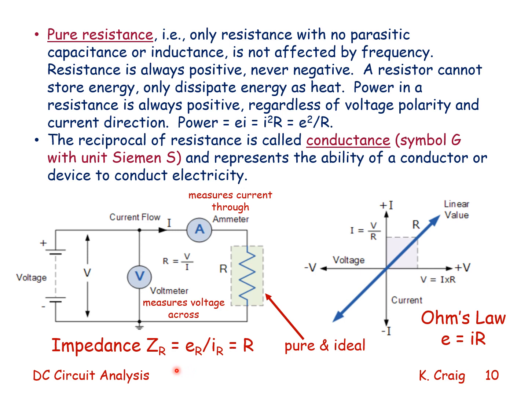Impedance for a resistor is simply the value of the resistance. The impedance of a resistor, Z sub R, is equal to the voltage across the resistor divided by the current through the resistor.